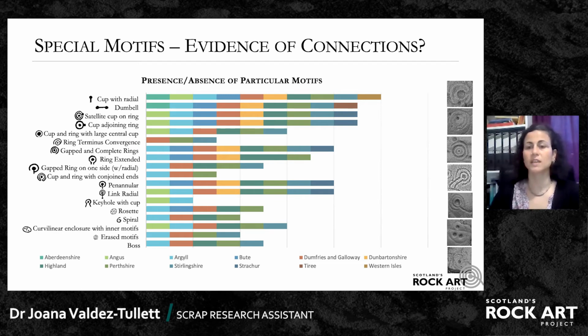So I made a small selection of these specialized motifs, and you can see that although they may look like cup and rings, there is more to them than just simple cup marks surrounded by circles. And these specificities would not have been repeated by chance. You can see that these motifs are present in almost all of the regions in Scotland, and this suggests that there were connections between the people living in the different places of Scotland, and that people were exchanging and sharing their knowledge and their know-how of this tradition.